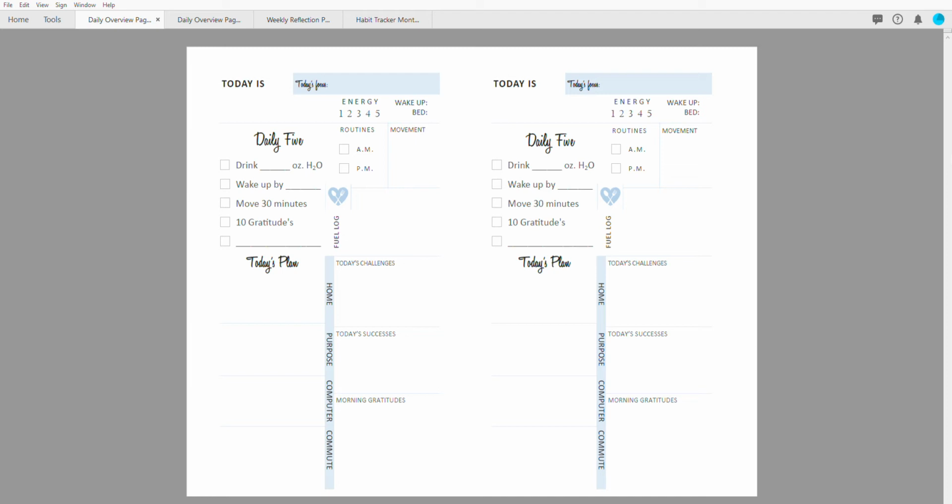A 5 energy level would be, I felt amazing today. I had enough energy to get through the day from the time I woke up to the time I went to bed. I got all the things on today's plan accomplished that I said I wanted to. I got my workout in, right? Like all the things that you're just feeling on. So that's how I would think about it when you review your energy. You can listen to this and go back to determine what the energy was for you.